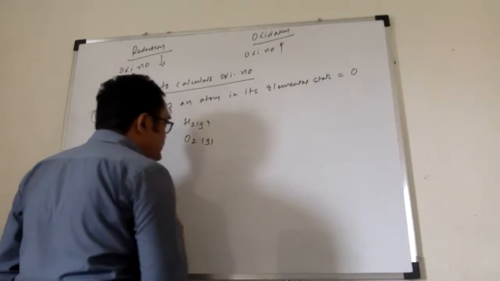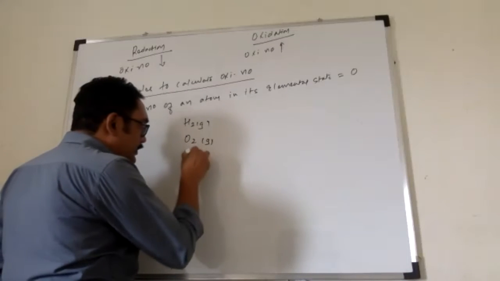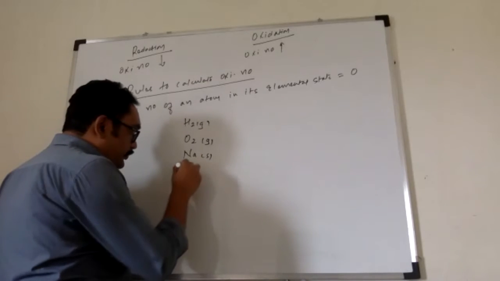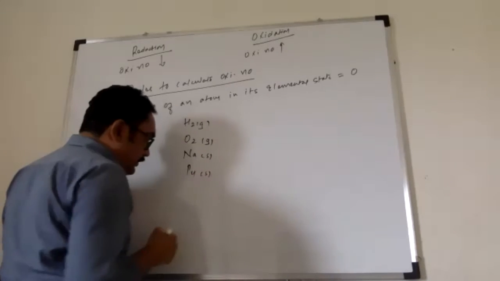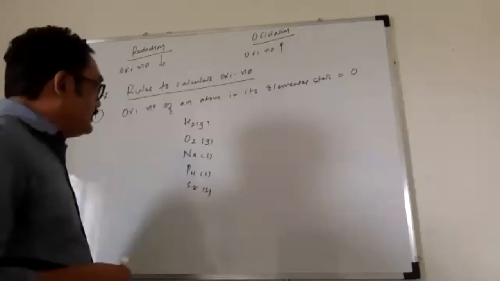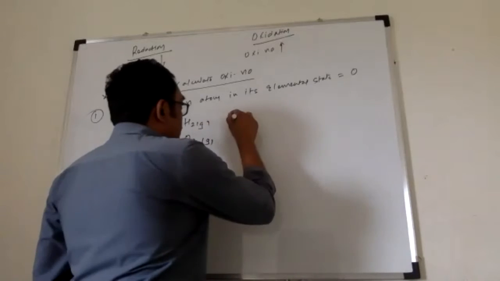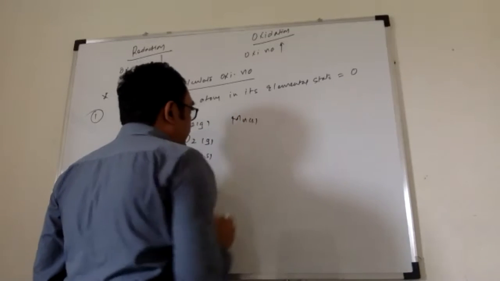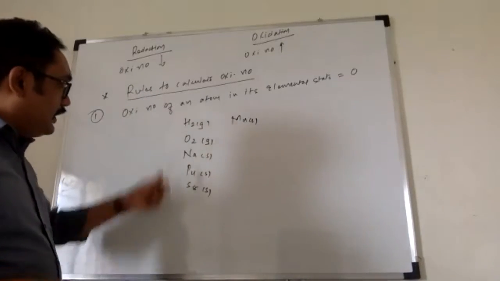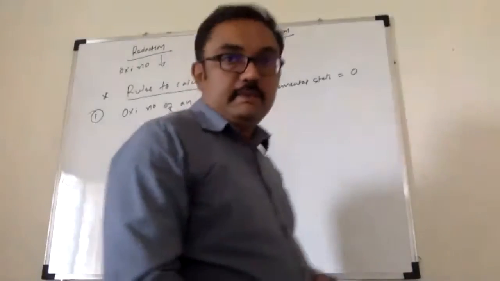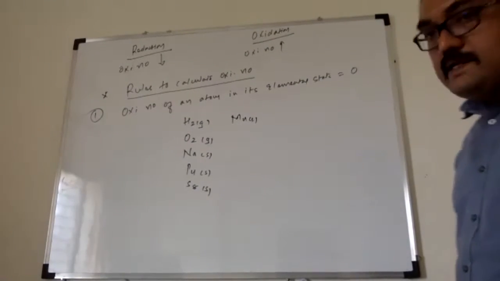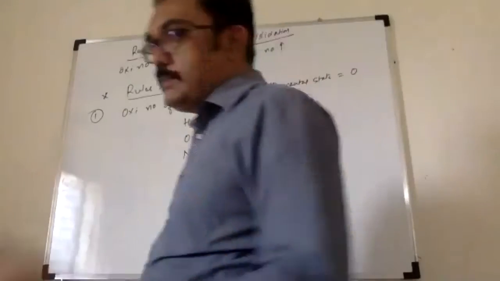Sodium is Na solid. Phosphorus is P4 solid. Sulfur is S8 solid. Manganese is Mn solid. Metals are there in the solid state. These are all elemental forms. And whenever you see an atom in the elemental form, take its oxidation number as 0. That is rule number 1.